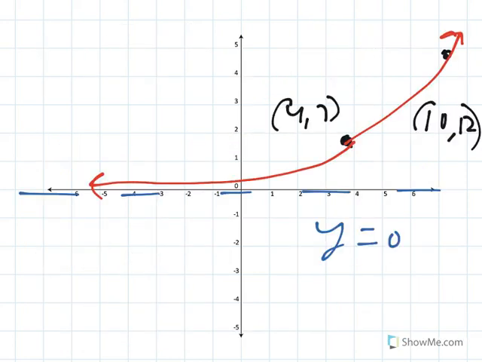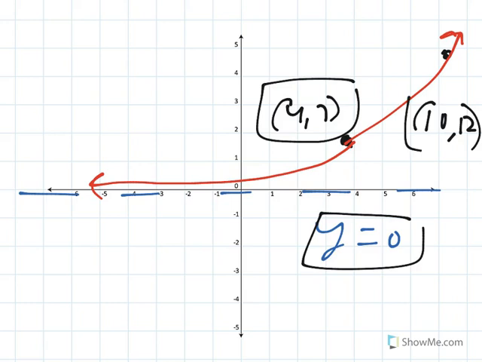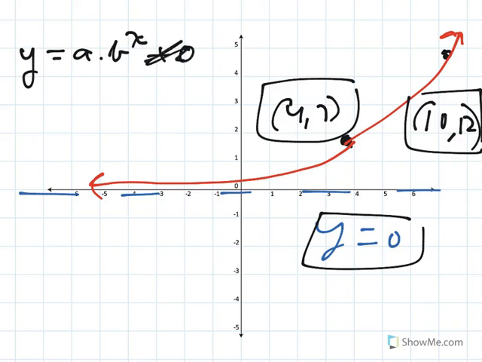Okay, here's one where the asymptote is at y equals 0, and the two known points are (4, 7) and (10, 12). We don't know the y-intercept. This one's a little bit harder. We do know that c is 0, so it's going to be a times b to the x, plus 0, but I don't need that.